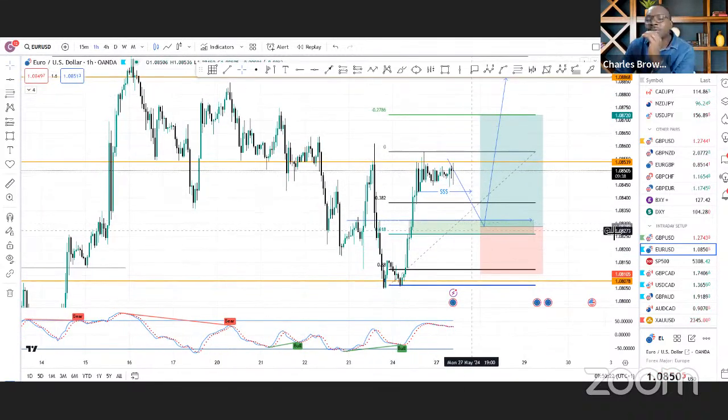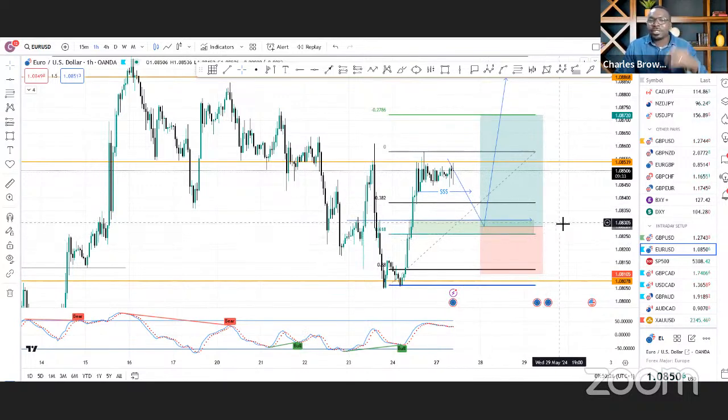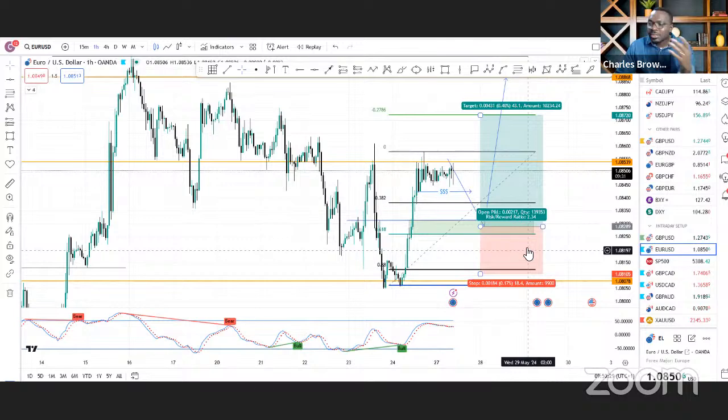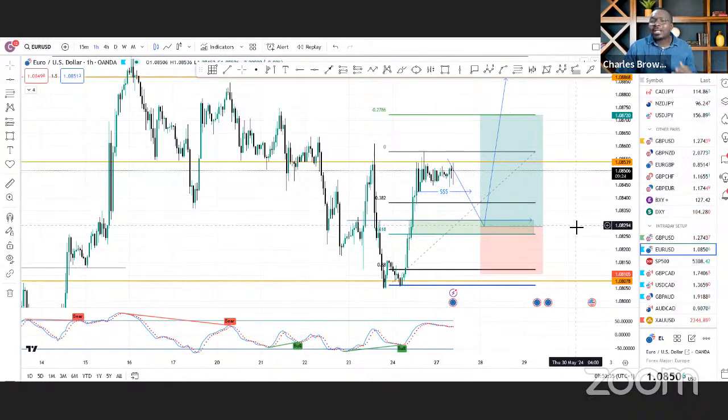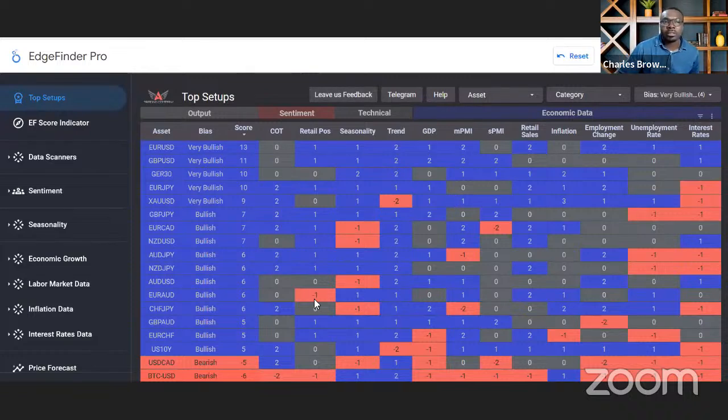Now, having done this, what is the fundamental approach to this? What is the fundamental analysis to this? What's the market looking at fundamentally? Because we are looking at technical now. Let's look at fundamentals. Now, I use a tool here, which is called Edge Finder. It's about 1,000 plus to get the pro one. It's just for fundamentals. It doesn't teach you technicals.